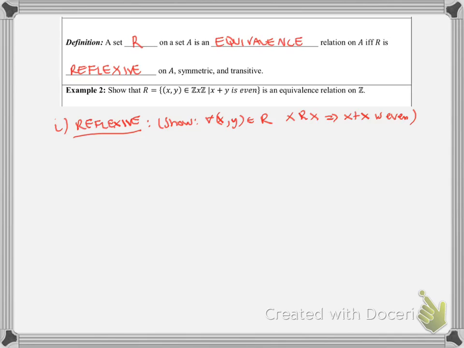For all x, x relates x, which means x plus x is even. All right, well, this is pretty straightforward, right? Oh, not xy, just for all x belonging to the integers. I'm sorry, let's redo this. That was me trying to rush. This is reflexive, so it's just for all x belonging to the integers, because that's our domain for x.